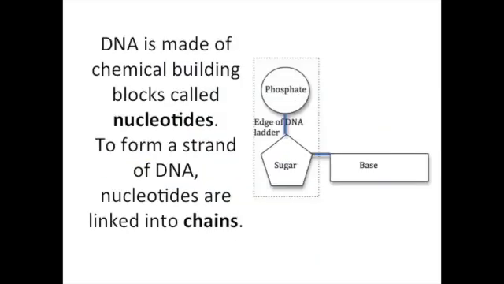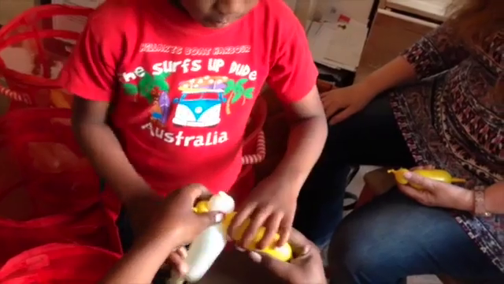DNA is made of chemical building blocks called nucleotides. To form a strand of DNA, nucleotides are linked into chains. We will be using balloons to make nucleotides and chains, like the one Leon is making.